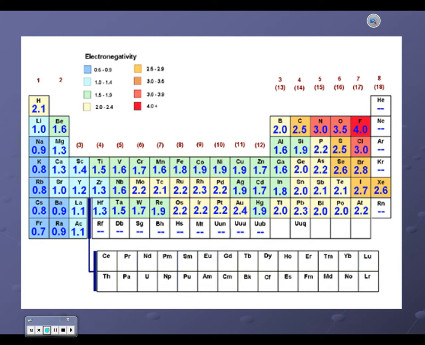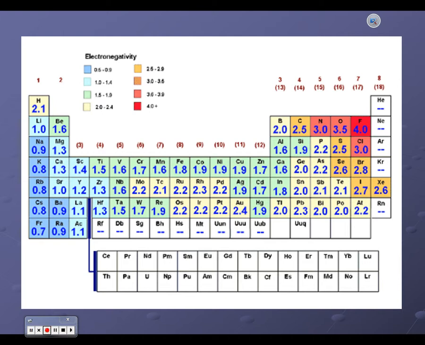Fluorine is very small, right? It only has electrons in the first shell and the second shell, right? Meaning that its nucleus is much closer to the outside of the atom than something like an iodine that has a lot of electrons between the nucleus and the very outer edge. So that's why they're not all the same electronegativity values.